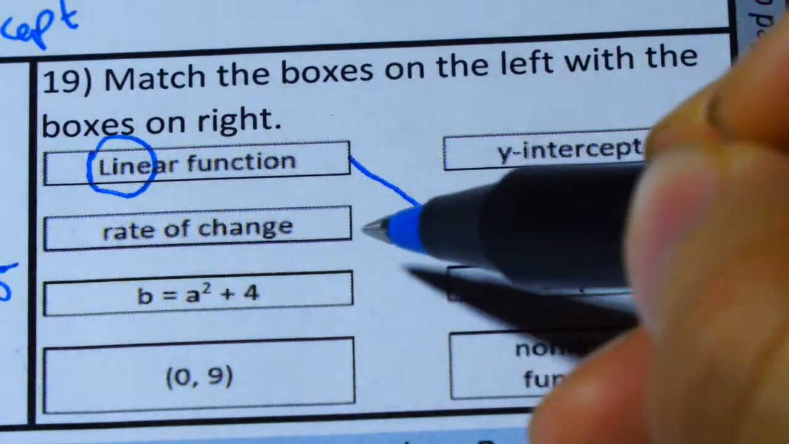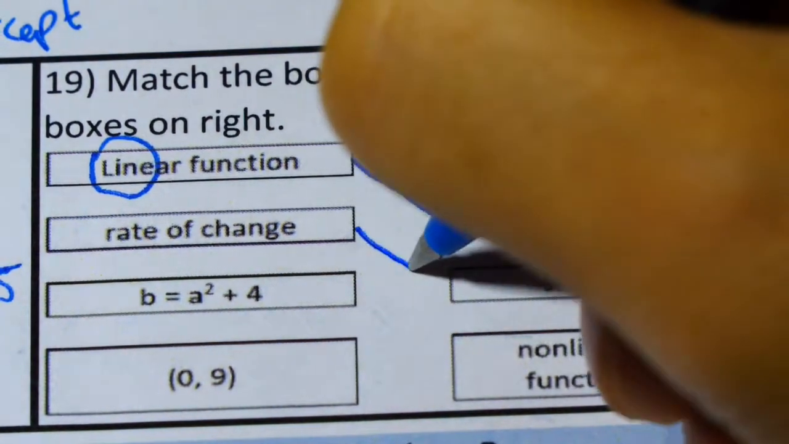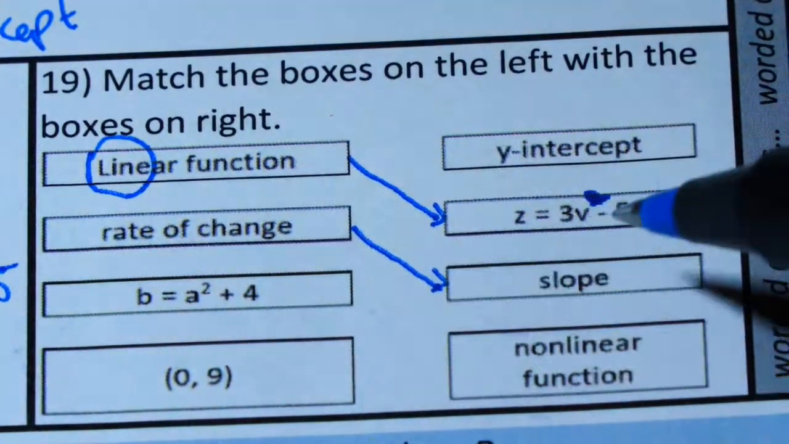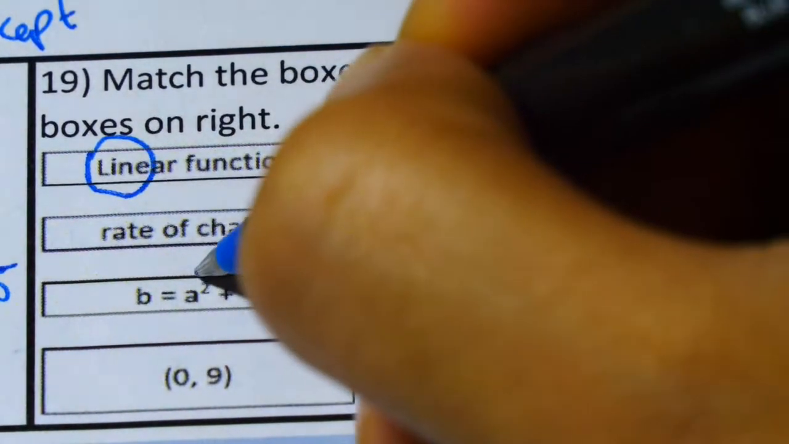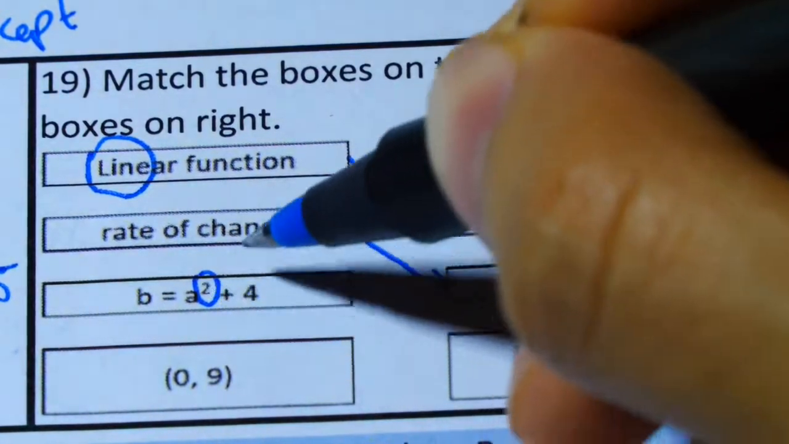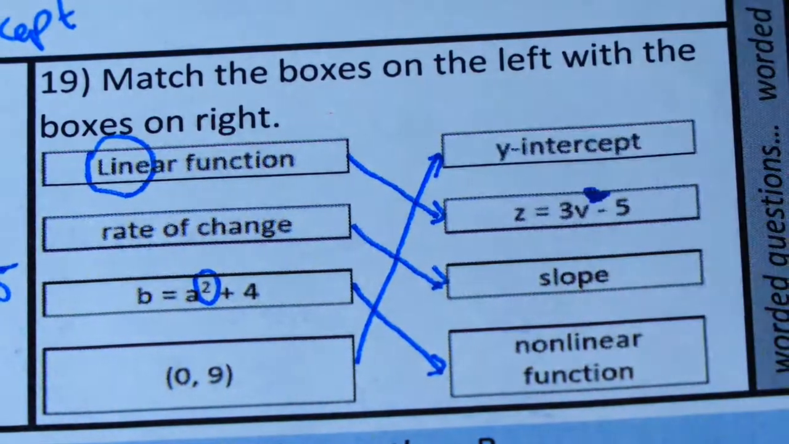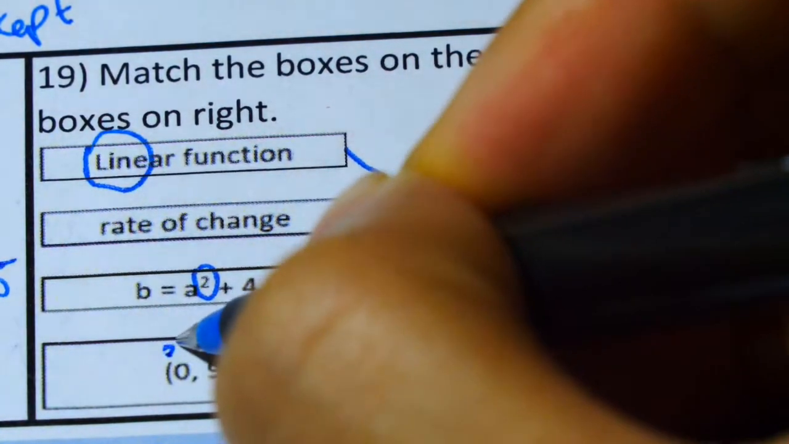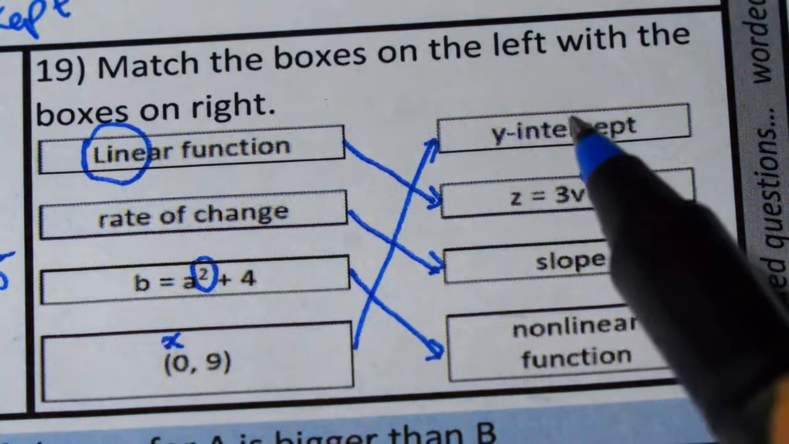Rate of change. Rate of change means slope. B equals a squared plus 4. It's not y-intercept, it's non-linear. Why is it non-linear? Because it has a small number here. A squared. Non-linear function. So the last one, 0, 9 is the y-intercept. And if you remember, the y-intercept is when x is 0. X is always 0 for the y-intercept.